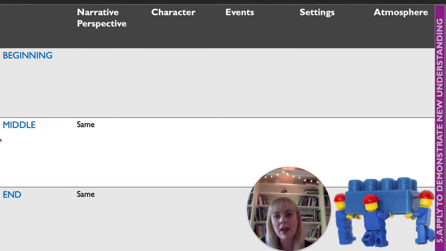Okay, so we're now going to have a look at our middle section, that's paragraphs 2 and 3. The major shift here is in character, so instead of having Strike, which we had in the first box, you need to change that to the man in the middle of the room. Now tell me what events happen, what the setting is, so where are they, and how would you describe the mood or the atmosphere? Have a go at filling that one in now.